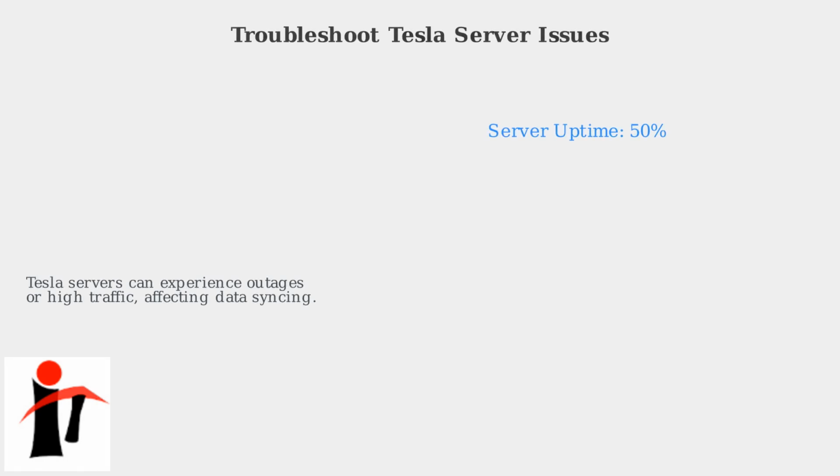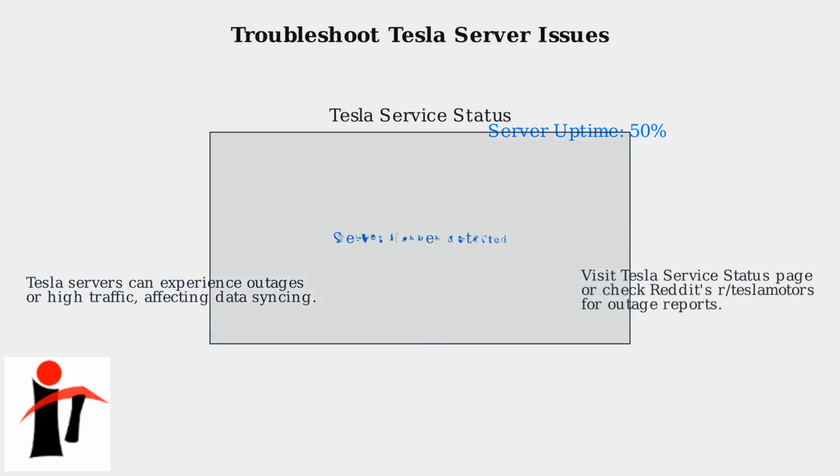Tesla servers can experience outages or periods of high traffic, which may prevent charge stats and energy data from syncing properly in the app. To troubleshoot, first check the official Tesla service status page for any reported outages, or browse online forums like Reddit's r/Tesla Motors, where users often report widespread issues.